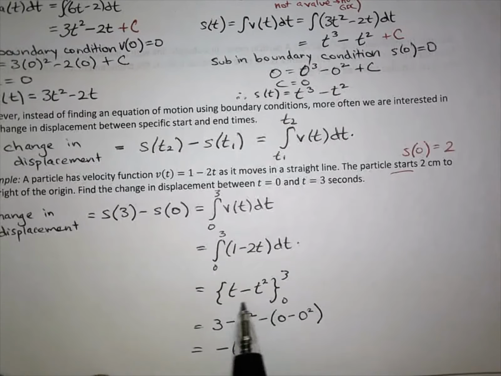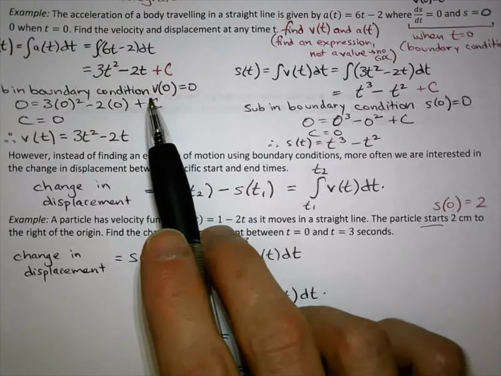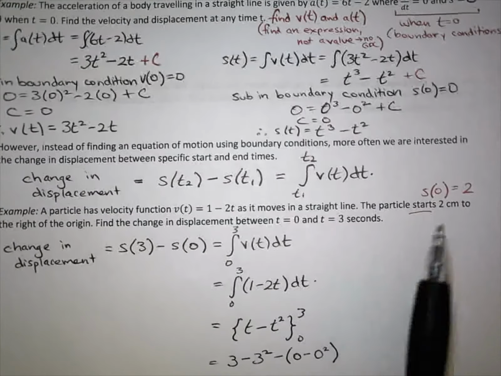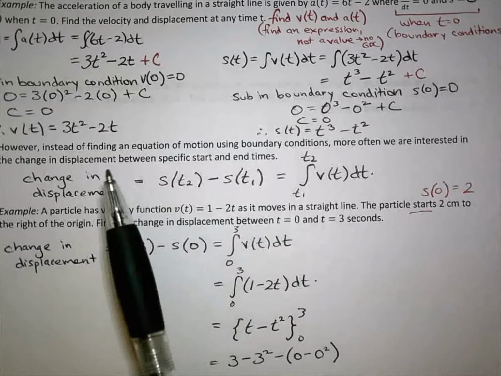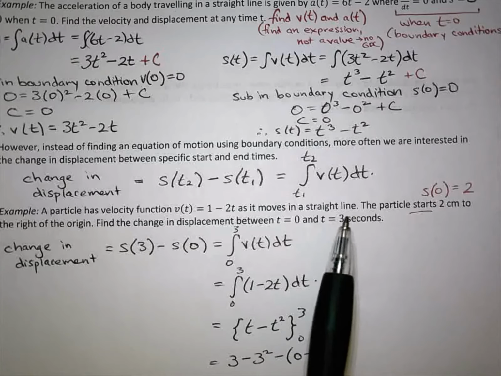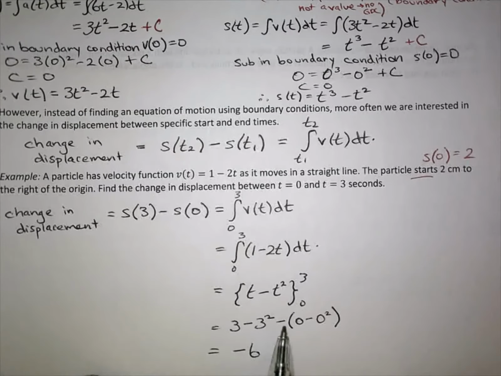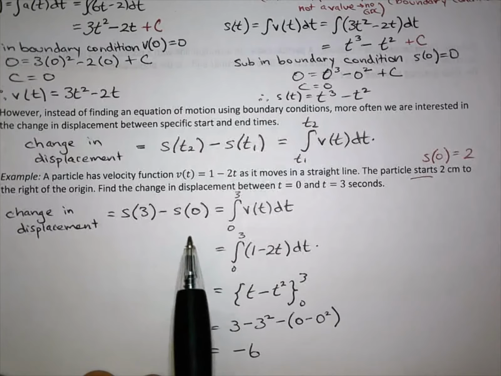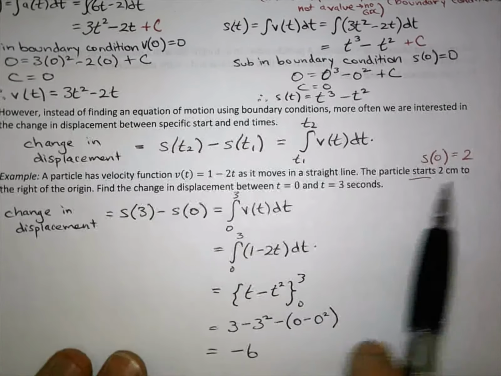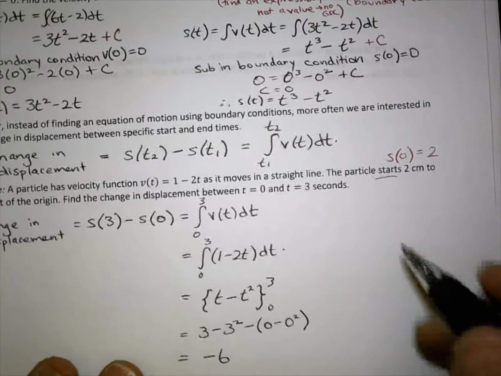Before we go on, I will just say that this sort of question, you could have solved using the boundary condition method. You could have found the integral with a plus c, then subbed in the boundary condition to get an expression, and then subbed in t equals 3 to find the change in displacement that way. But as we said in the rates of change lesson, it's a lot quicker to use the fundamental theorem of calculus. So this is extra information that we didn't need for this method, but it helps us understand exactly what happened here.